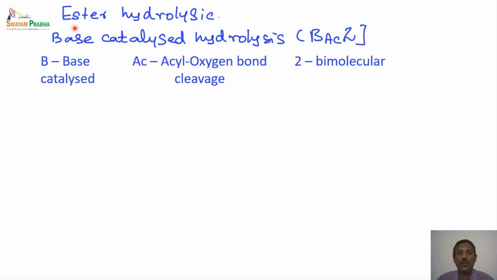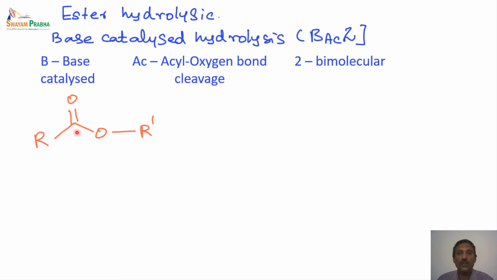Let us study about ester hydrolysis. So this is basically a BAC2 mechanism which we are going to study now. So what B refers to is the reaction is a base catalyzed reaction. Now AC means acyl oxygen bond is cleaved in this particular reaction, and 2 means it's a bimolecular reaction. So what is this reaction we are actually going to see? We have a carboxylic acid ester as shown here.